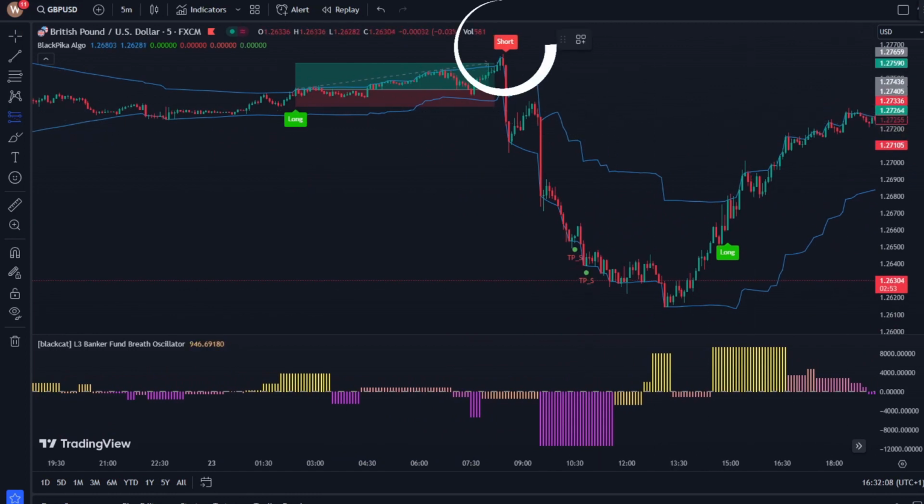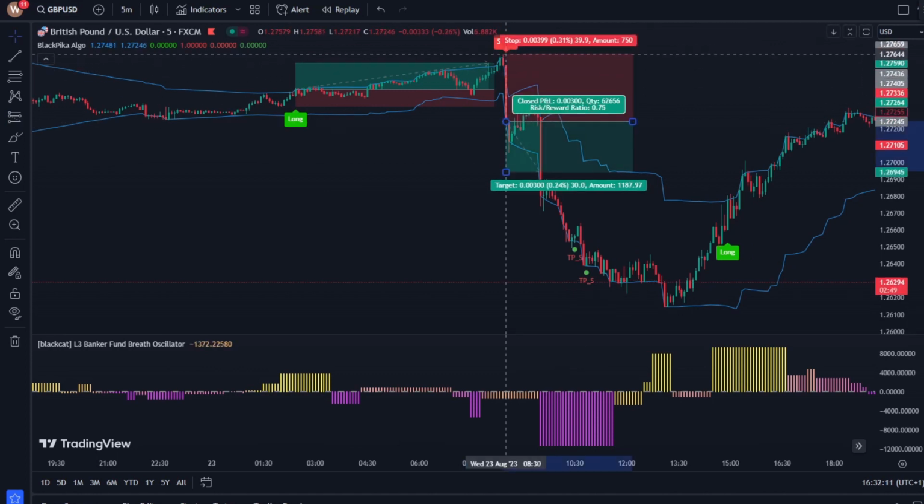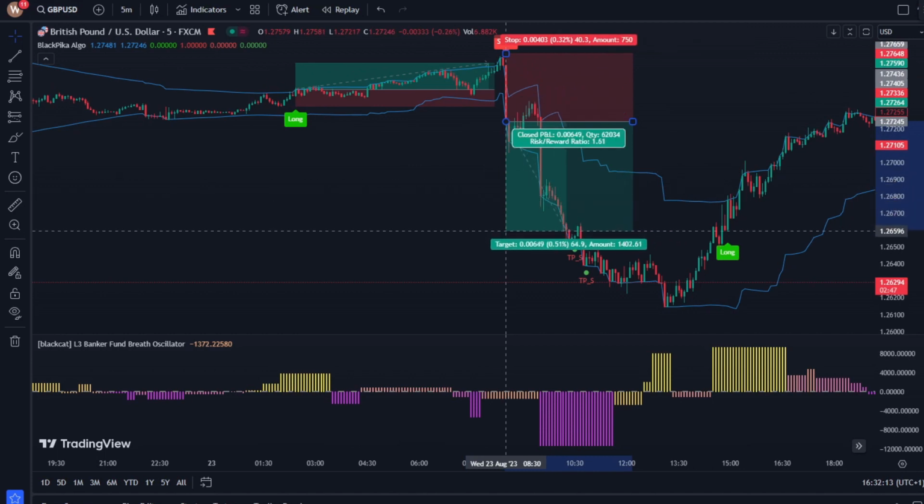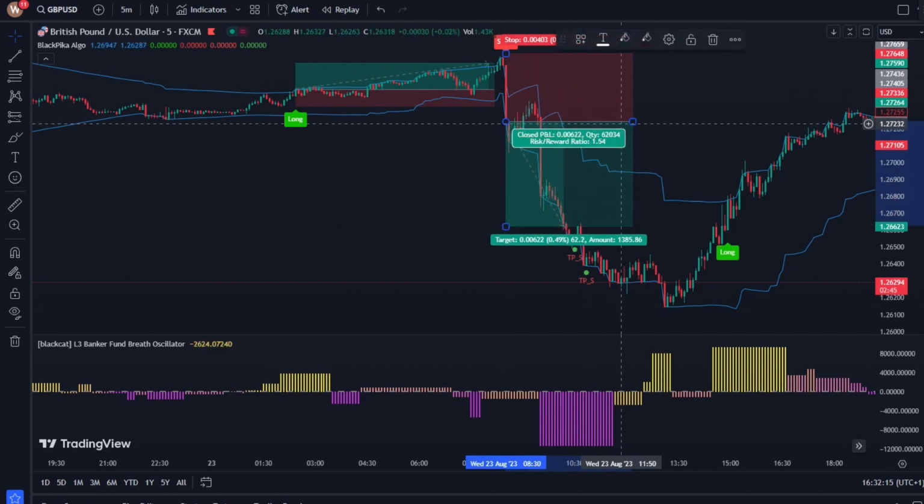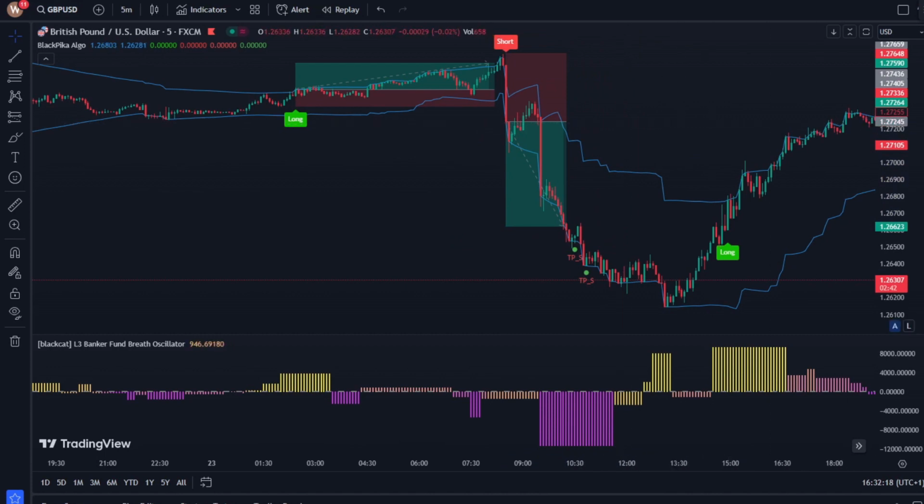We have a sell signal generated by the Black Pika indicator, and the banker fund breath oscillator is below the zero line. All our conditions are met. We open a sell order, place the stop loss at the top of the previous price movement, and maintain a risk-to-reward ratio of 1 to 1.5. Let's see how this trade progresses. We profit. By using this strategy, we can make trading decisions based on confirmed signals, significantly increasing our chances of success.